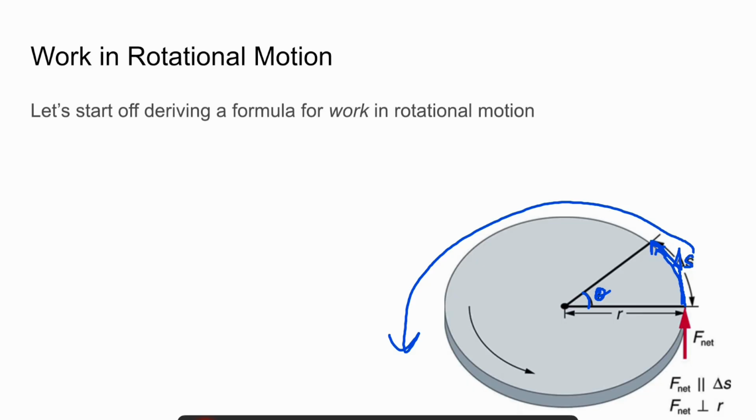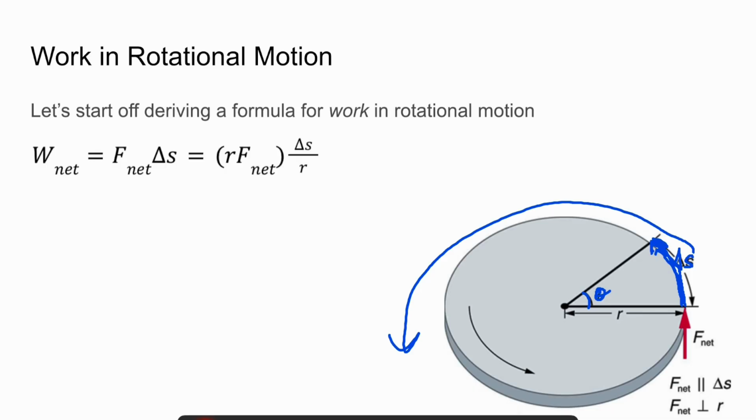If we derive a formula for work in rotational motion, we can start off with what we have for translational motion, which is that our net work equals our net force times the distance that we move during that period of time. In this case, rather than using delta x, we're going to use delta s, since we're moving along the arc of a circle. That's what we call movement along the arc of a circle, delta s.